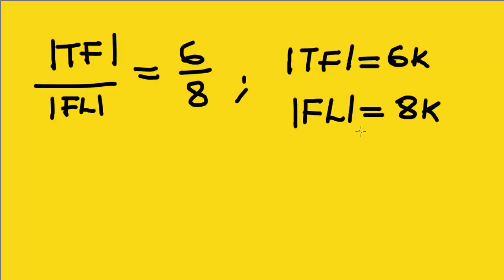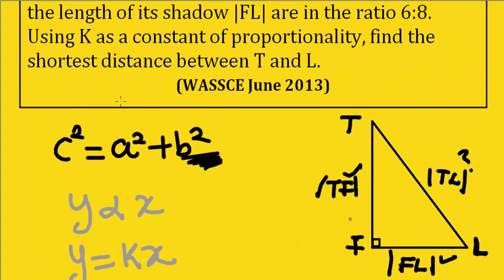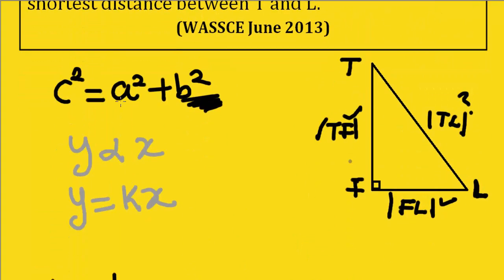We know what TF and FL are now. So we're going to apply Pythagoras. Let's have a look at the triangle again. It's going to be the hypotenuse squared. So the length of TL squared is going to be equal to the sum of the length of TF squared and FL squared.